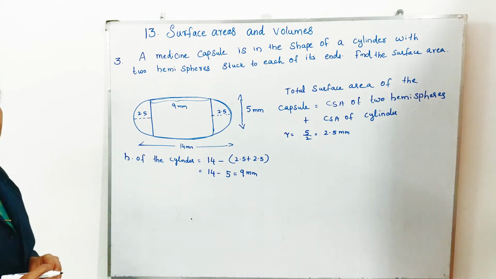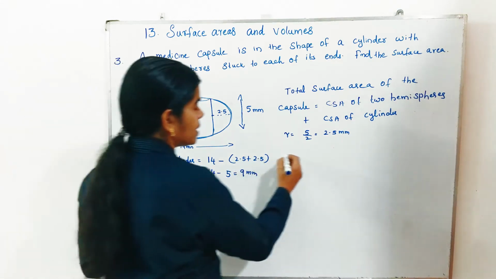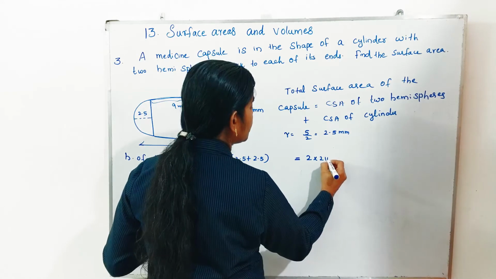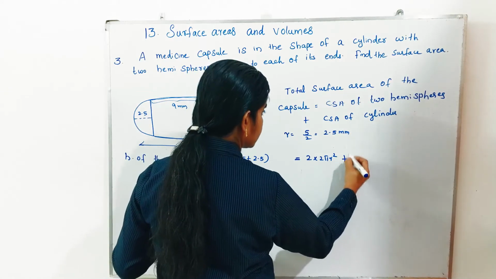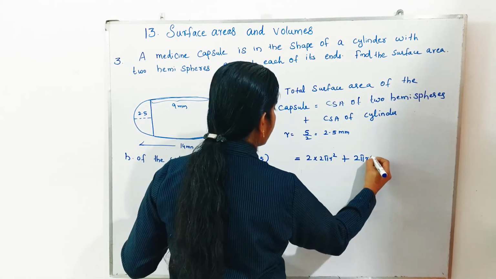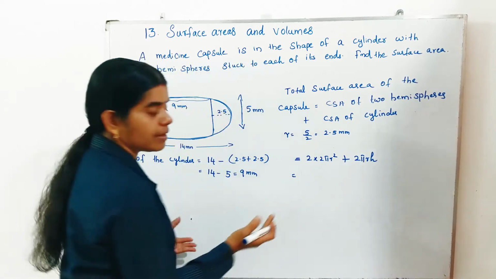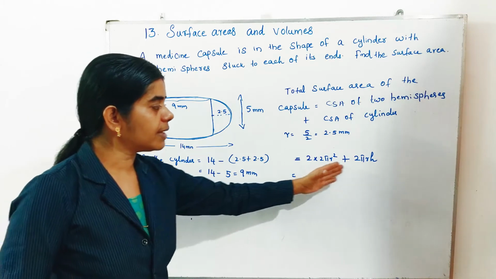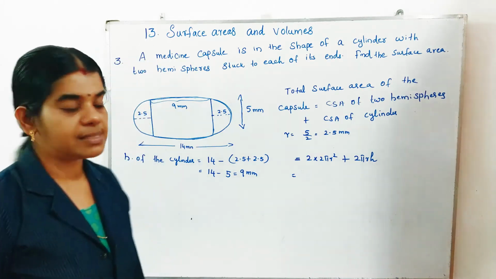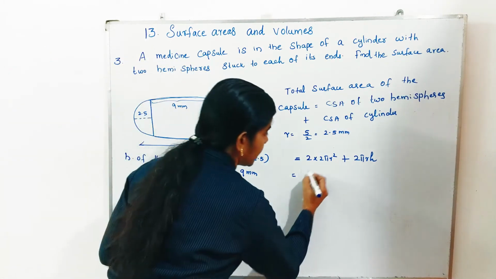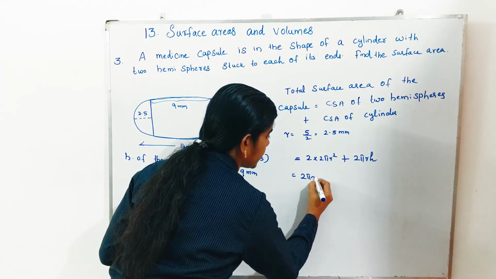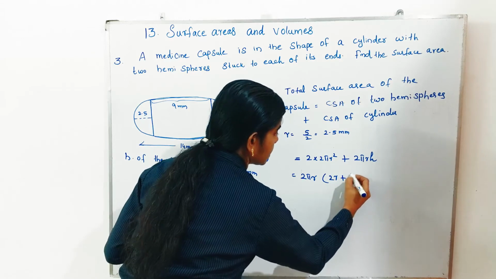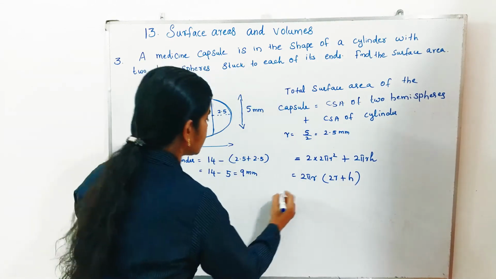Then we can find out the total surface area. CSA of two hemispheres, that is 2 into 2 pi r square, plus 2 pi r h. Here also we can find out each separately and add. Other than that, we can take common, that will be easy. Here 2 pi r we can take common. Here what is remaining? 2r plus h.